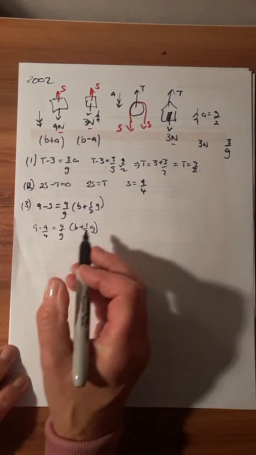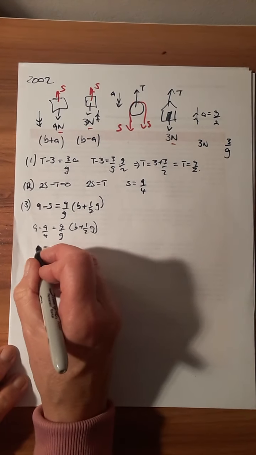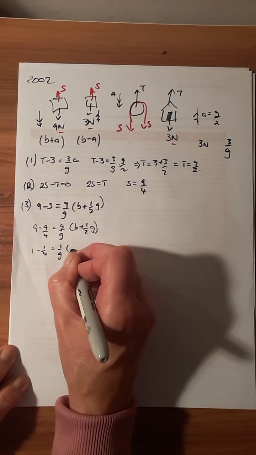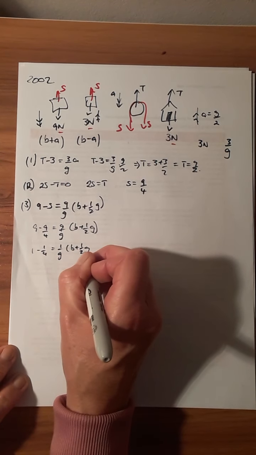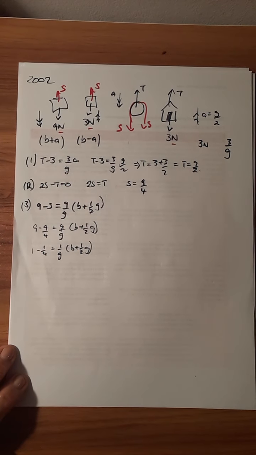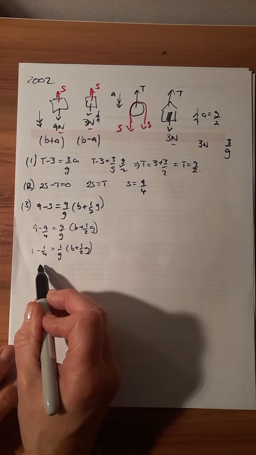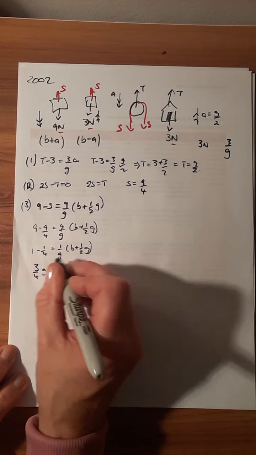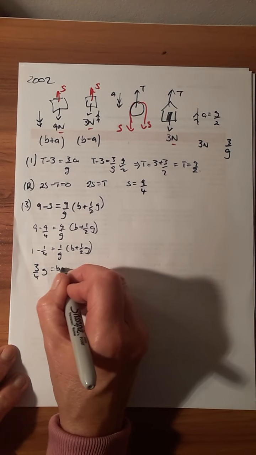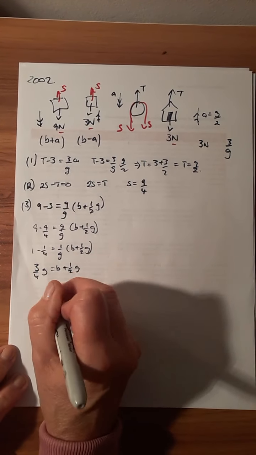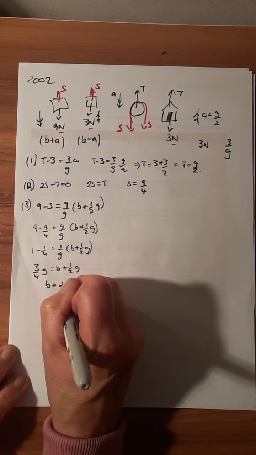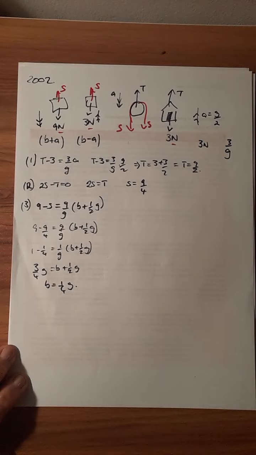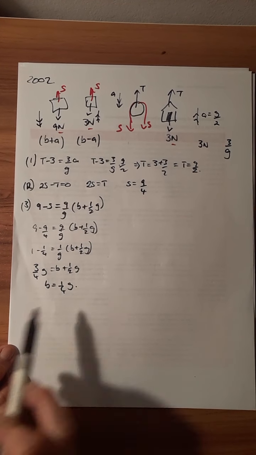I can divide all the way across by 9 there actually, and get 1 minus a quarter is equal to 1 over g, into b plus a half g. And working all that out, that will give me, of course, 3 over 4 by g, when I multiply it across to get rid of this fella here, is b plus a half g, and that gives me b to be a quarter g. Okay, so I've got the acceleration of the 9 newton particle. That was the first part of the question.